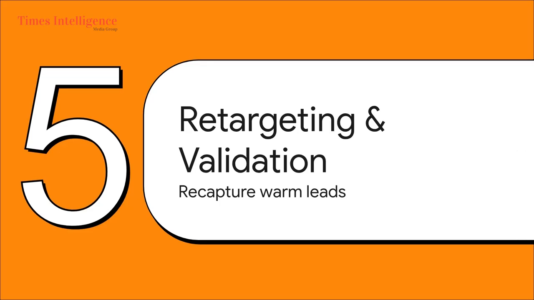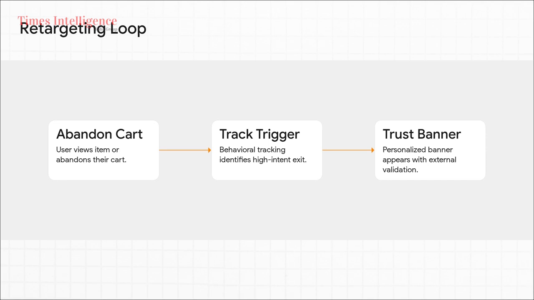Let's see how this builds into recapture strategies for warm leads in Section 5, Retargeting with Customer Validation. Let's look at this behavioral loop in action. Say a customer is eyeing a pair of running shoes on your site, but life happens, they get distracted, and they abandon their cart. Your behavioral tracking triggers on this high-intent exit, but instead of hitting them with the generic, "Hey, come back" ad, a personalized trust banner appears on another site they happen to be visiting, showing a 4.8 rating from 6,700 actual buyers. You're following them with external validation to reconnect them to the product, recapturing their attention using the community's voice.